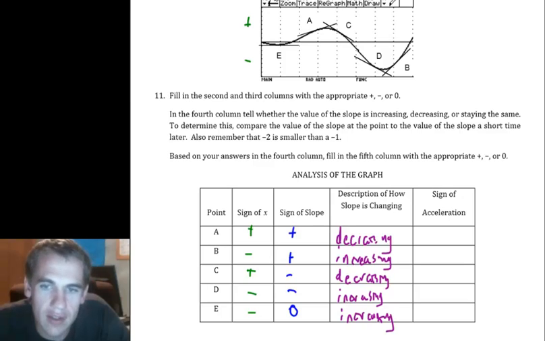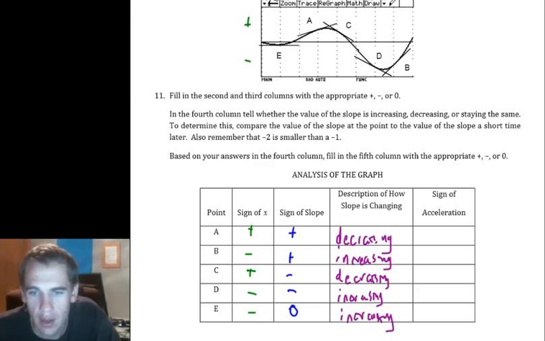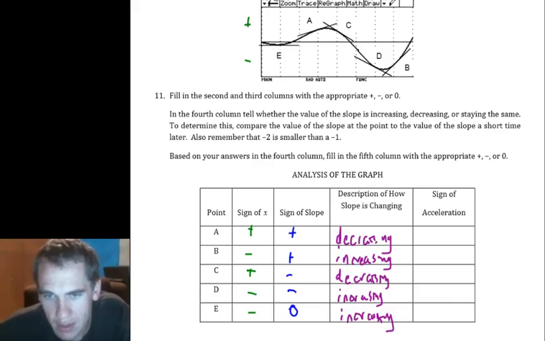Okay. Now this last one, the sign of the acceleration, well, I'm just looking right here. If this is decreasing, this is negative. If this is increasing, this is positive. If this is decreasing, this is negative. And let's see, if this is increasing, we got one more here. This one's positive, it's increasing.